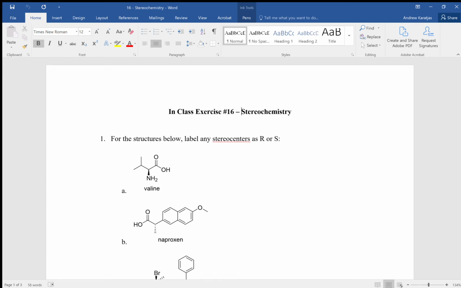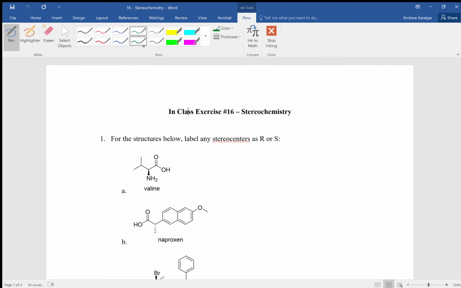Alright, so now we'll go over the stereochemistry problems. So in this first set of problems, we are just trying to determine R and S for the stereocenters listed. In our first molecule, valine, we have a single stereocenter located right here.